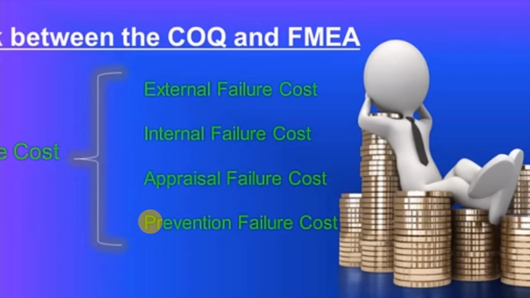Hence, during new product and process development, the current cost of quality will be the baseline, and if the team decides to improve the cost of quality, then more robust current prevention and detection controls have to be developed.